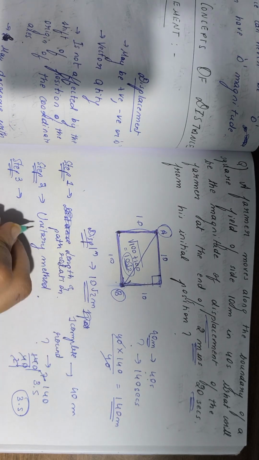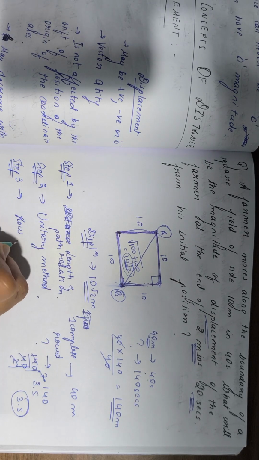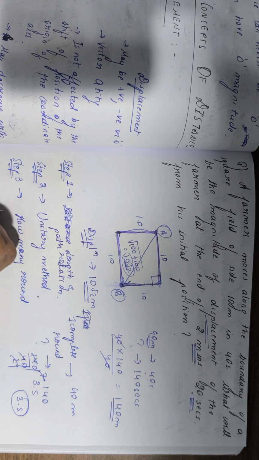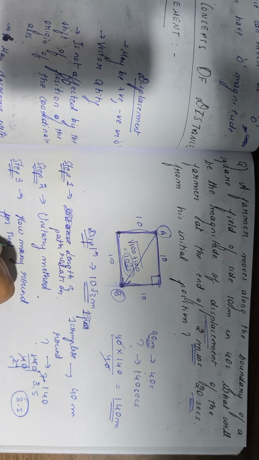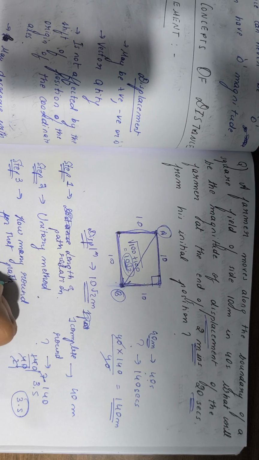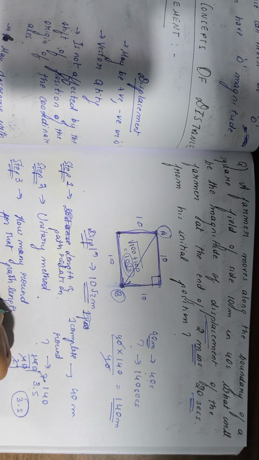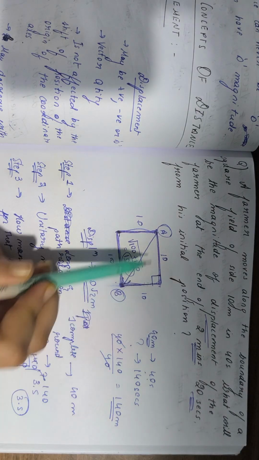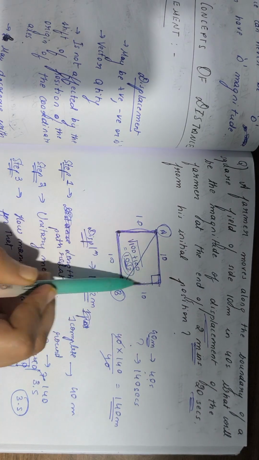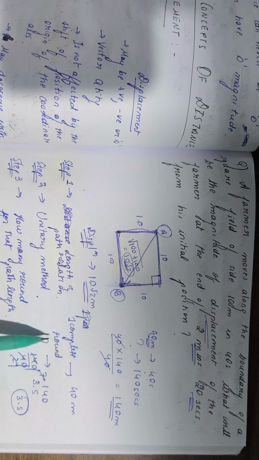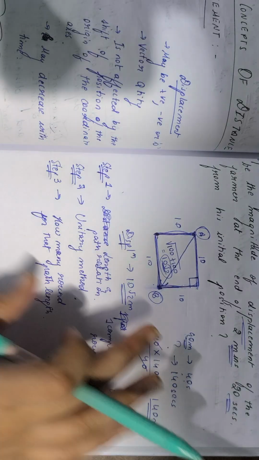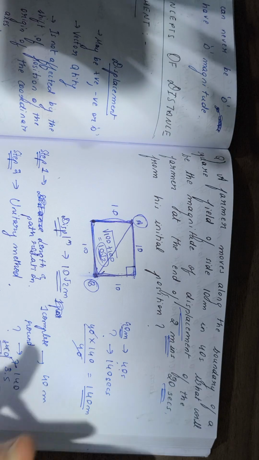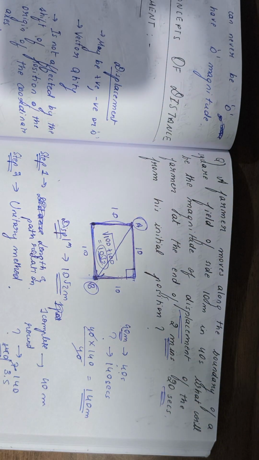Then step 3, you need to find out how many rounds, for that path length. If you see here 40, they have clearly mentioned it is moving along the boundary, which means 40 meters is one complete round. So 140 meters, how many rounds? So these 3 steps we have used to solve this question. I hope this is clear now. Let's move on to the next question.